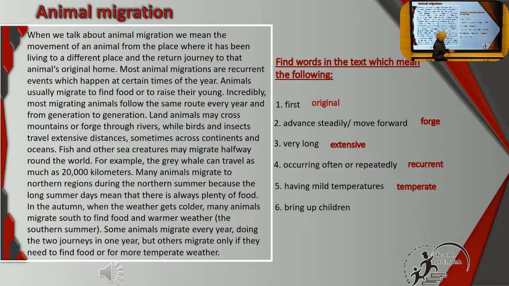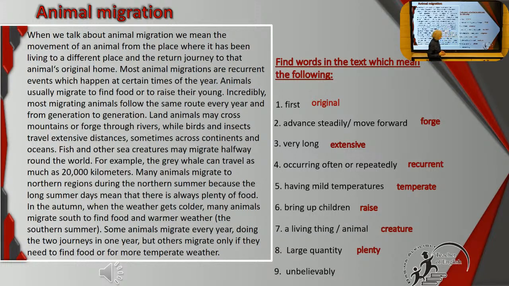Now, bring up children. What's the word that means bring up children? It's raise, to raise children. Now, a living thing or animal, it's creature. Large quantities, when we have large quantities of something, we say that we have plenty of them. So the word is plenty. Unbelievable, something that's hard to believe, it's incredible.